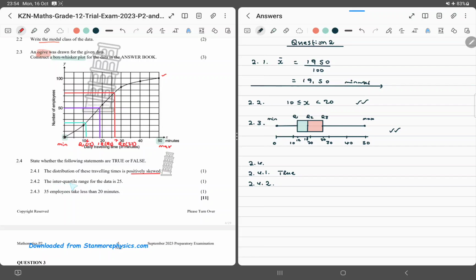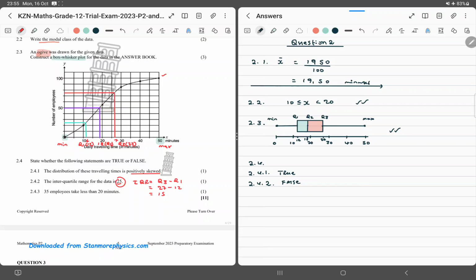2.4.2 says the interquartile range is 25. Well, the interquartile range, IQR, is basically Q3 minus Q1. So this one was 27 minus 12. What is that? 27 minus 12 is 15. So 25 is too big. If it was just a digit off, they would probably accept it. So the answer is a definite no.